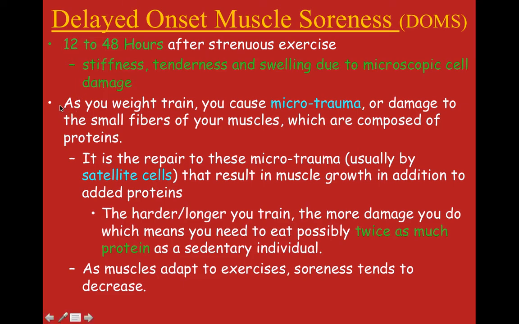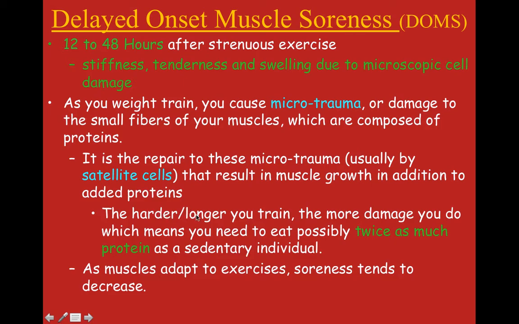So here you go. As you weight train, which is intense, strenuous exercise, you cause micro trauma or damage to the small fibers of your muscles, which are composed of proteins. So what's happening there is you're beating yourself up from the inside out. It's the repair of this micro trauma, usually by satellite cells, that results in muscle growth in addition to added proteins. Remember what those satellite cells are? They come in and do some repair.